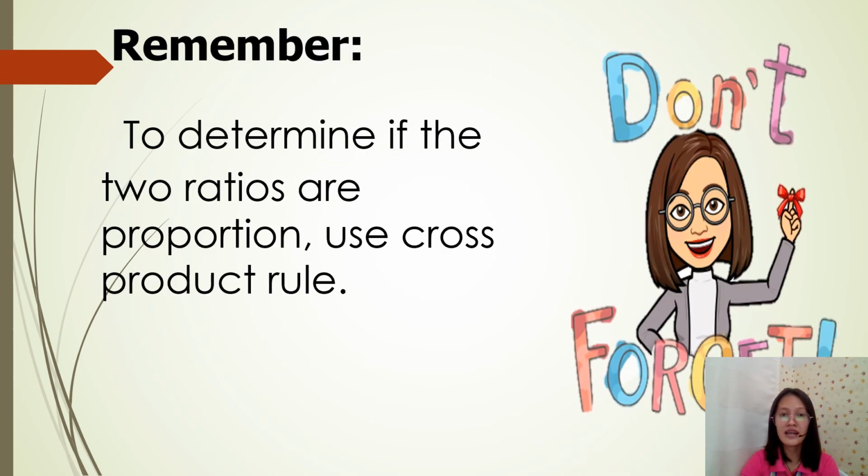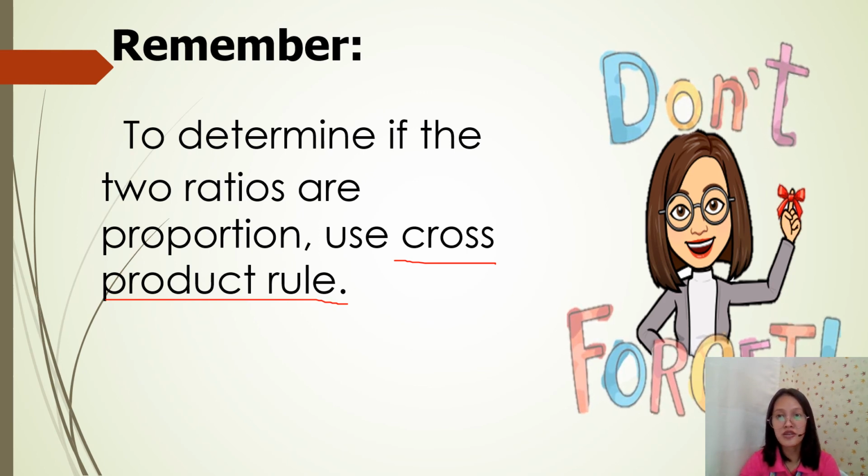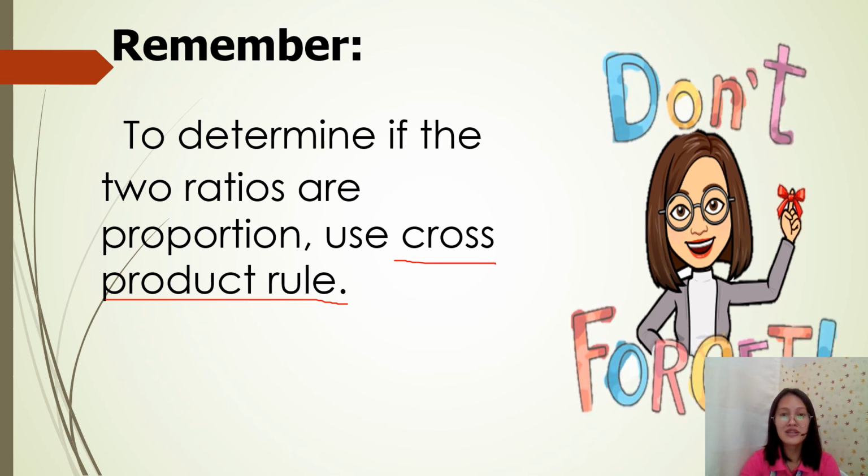So don't forget, to determine if the two ratios are proportion, use the cross product rule. If the product of the means is equal to the product of the extremes, therefore, the two ratios are proportion.